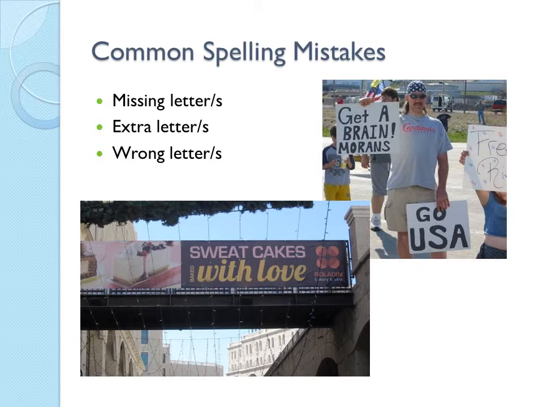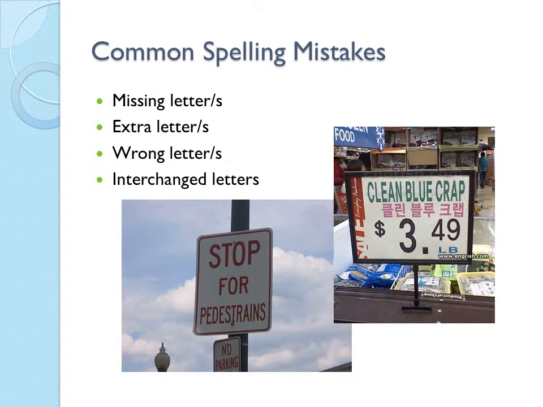Ironic, isn't it? How this guy right here tells morons to get a brain. Clean blue crap? I think you mean carp. This one right here is a variation of the wrong letter. Interchanged letters happen when the writer accidentally or unknowingly swaps two or more letters. Keep an eye out for these interchanged letters. Oh, and remember to stop for pedestrians.